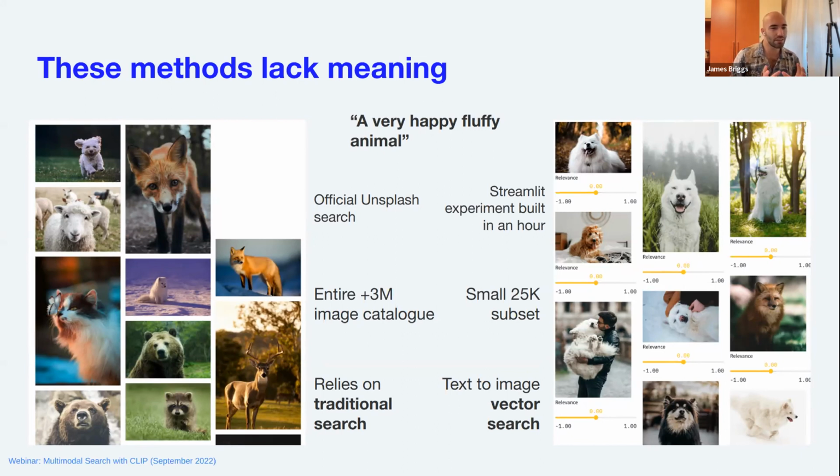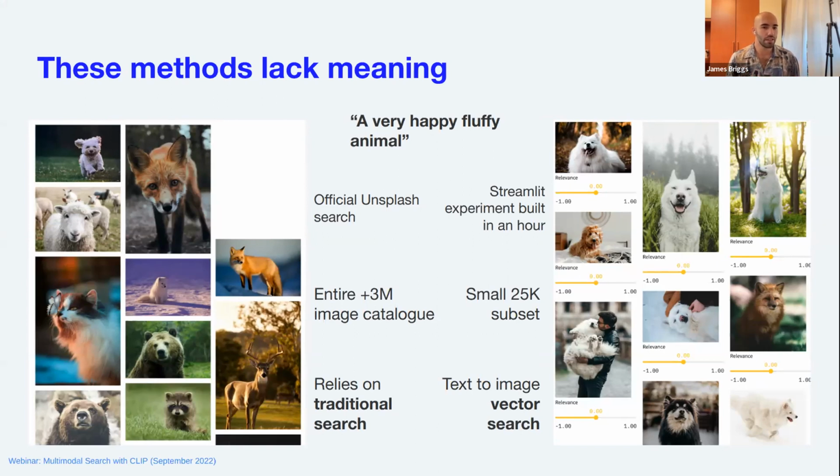And we can see that that mode of searching doesn't really return what we're looking for, which is a very happy, fluffy animal. The very first result seems good, but then for the rest of them, the animals don't look very happy. Whereas on the right, you can see a little experiment that I built very quickly using CLIP, which is a model we're going to talk about today.